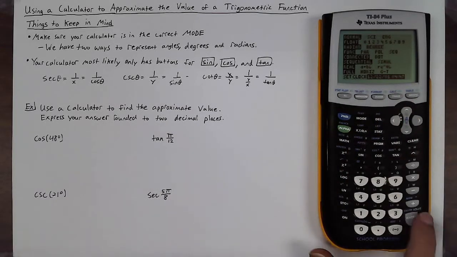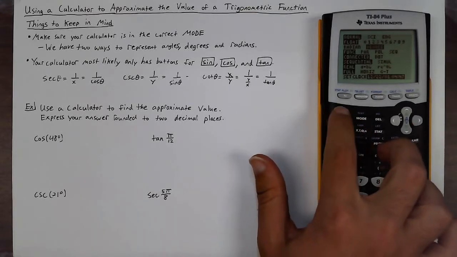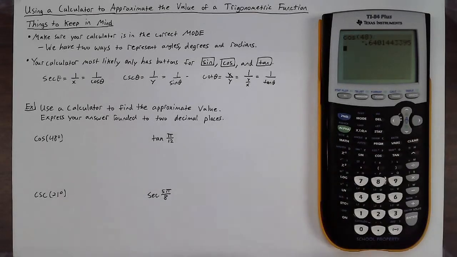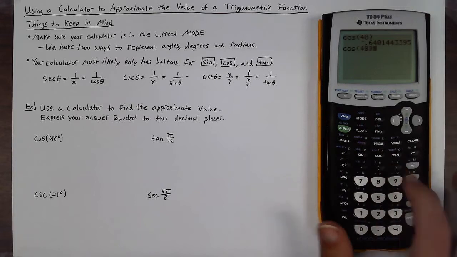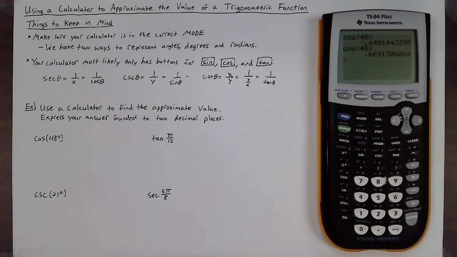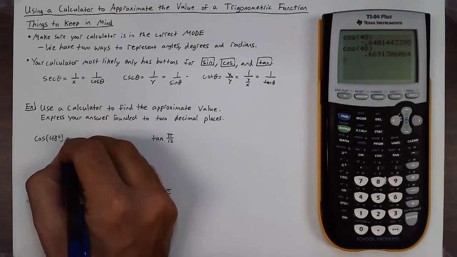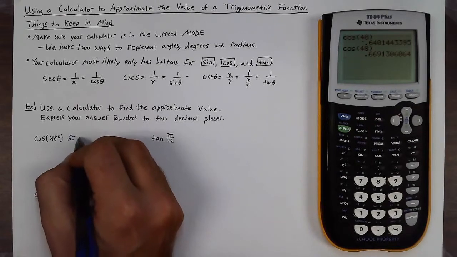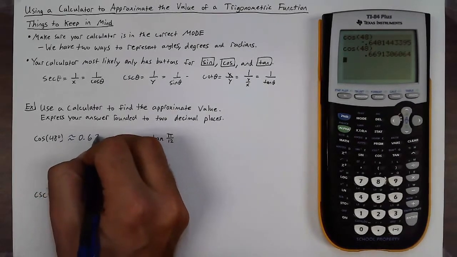So I must hit enter on degree, second mode to quit, and now if I do cosine of 48 degrees, I get a much different answer. So that's the importance of keeping track of which mode you're in so you don't make those mistakes. So the answer here will be approximately 0.67.